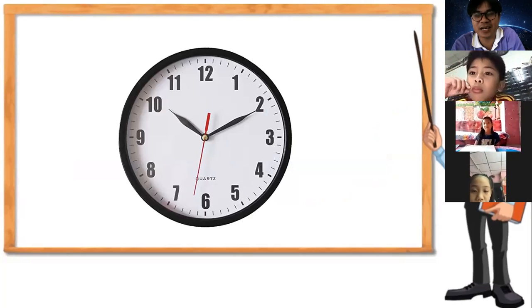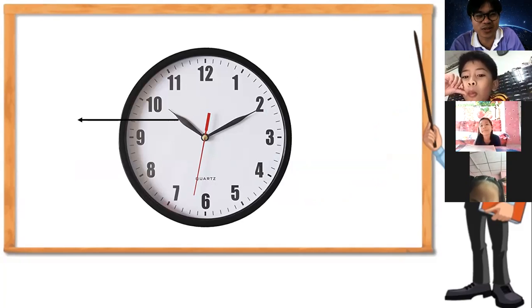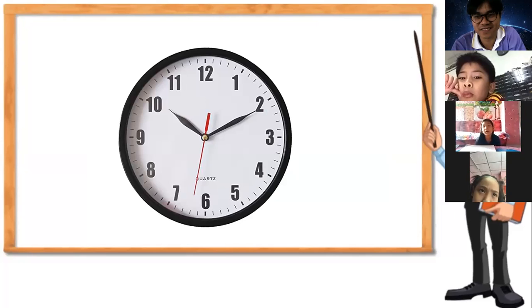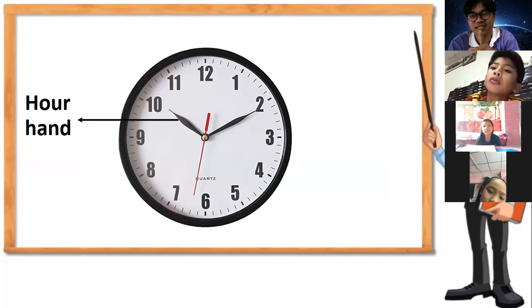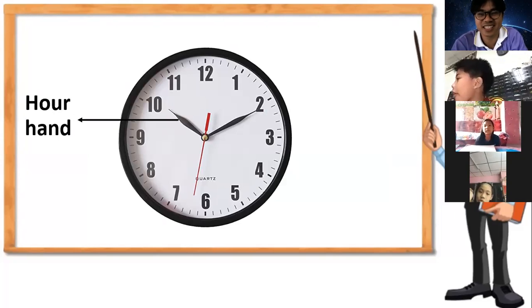Okay. These are the parts of the clock. So how do you call this one? How do you call this short hand? This is what we call the hour hand. This hand will point the hour. And how about this? What's the name of this long hand?